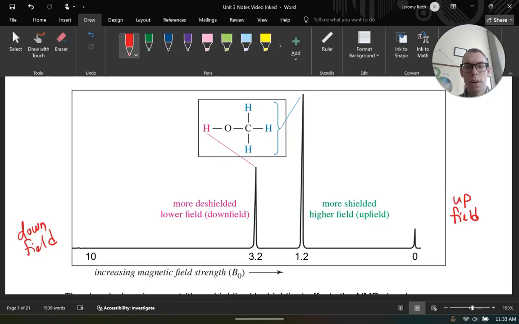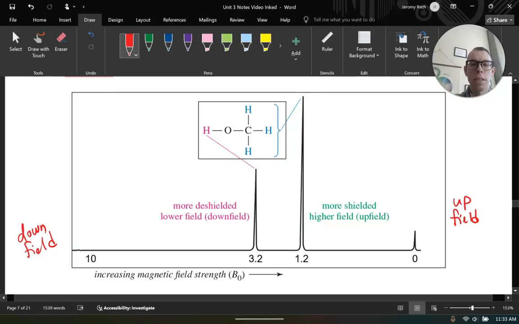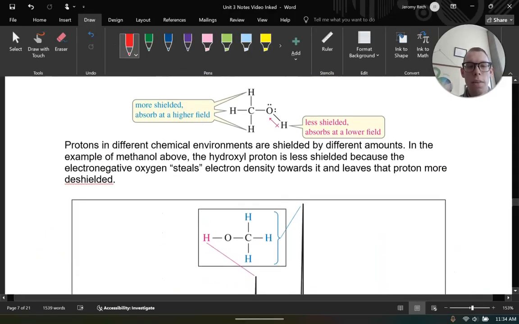So if we consider the different peaks here, this is an example of methanol, so CH3 and then an OH. There's a total of 4 different hydrogens, but there are only 2 unique environments. One is shown in pink here, a hydrogen connected to an oxygen. It has signal at a specific spot here, 3.2 parts per million. And then all 3 hydrogens that are connected to carbon are in the same environment, so those will all peak around 1.2 parts per million. The reason they're at different ranges is because of differences in shielding.